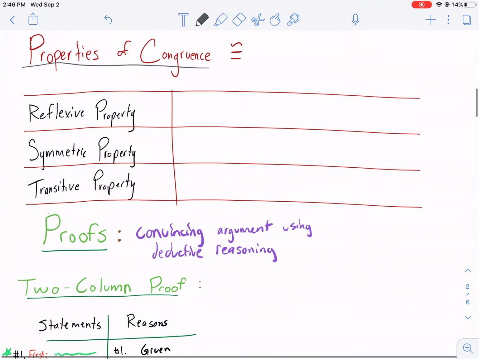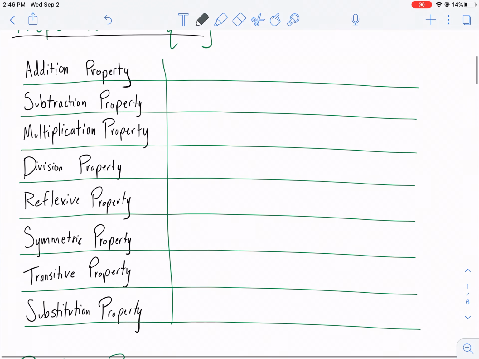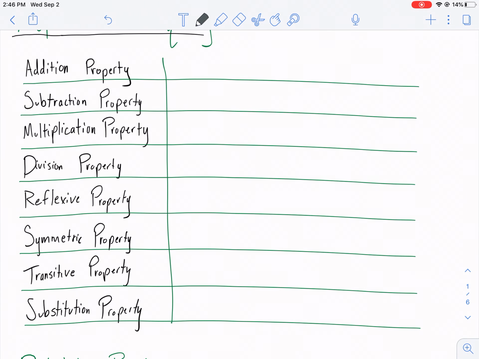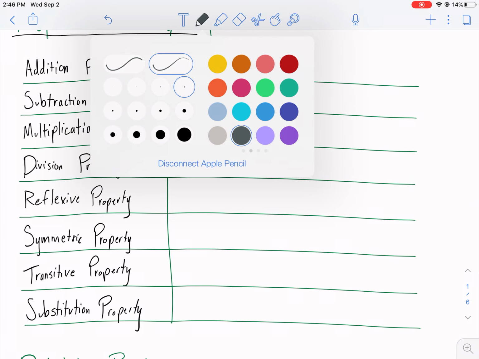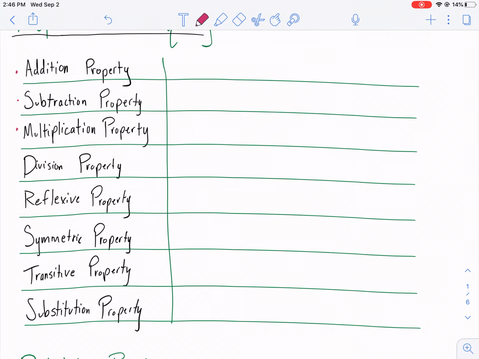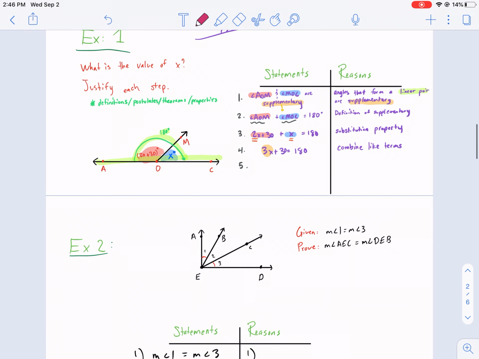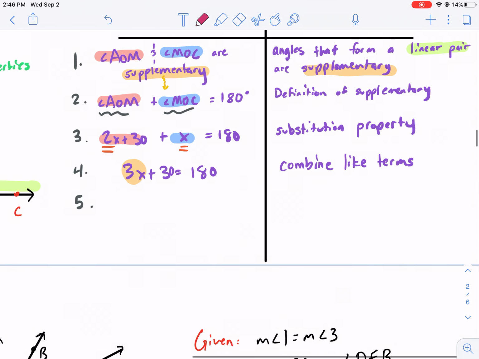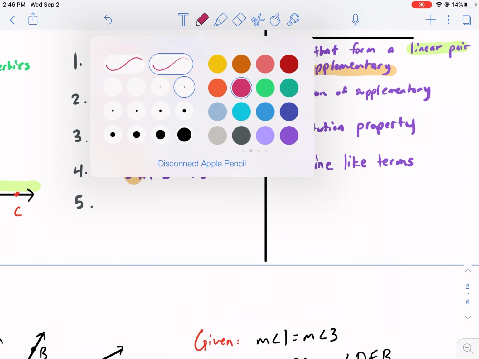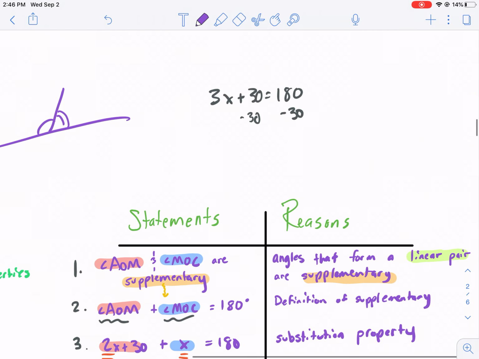Why can we subtract 30 from both sides? Again, let's go to our moves. Anytime it's a property of equality, a lot of these moves are going to be used once we get to the algebra. This one, this one, this one, sometimes this one. So clearly if we subtract from both sides, we're talking about the subtraction property. Once we subtract both sides by 30, we get 3x equals 150.